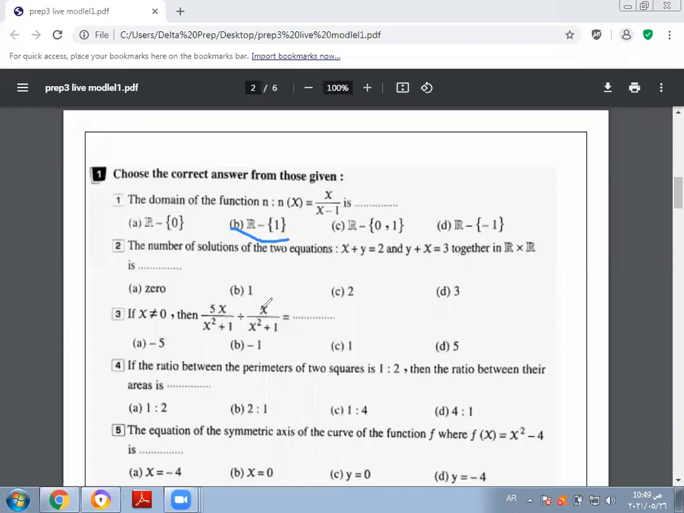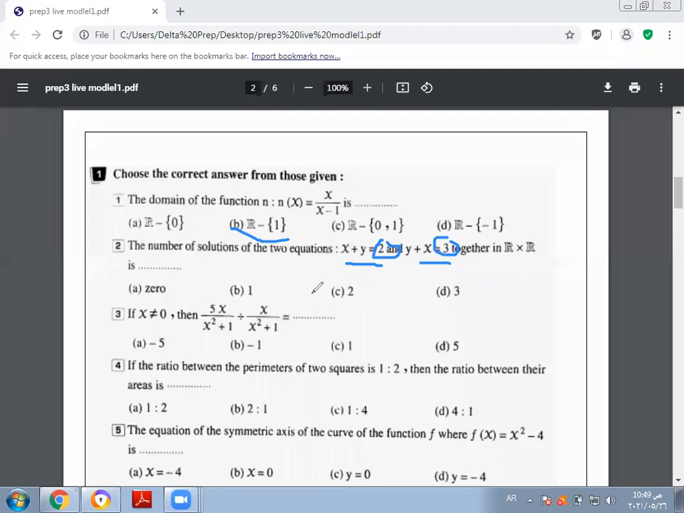Second question, the number of the solutions of the two equations x plus y equal 2 and y plus x equal 3. Now, each one of the two equations represents a straight line. Here we find the first slope is the same as the second slope. The slope of the first straight line is the same as the slope of the second straight line. Now, these two lines are parallel, because 2 not equal 3.